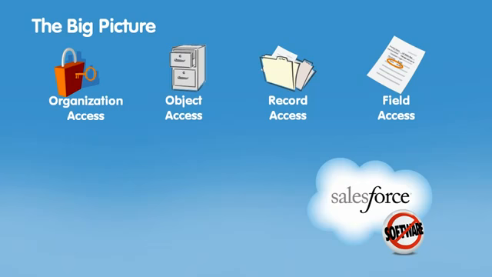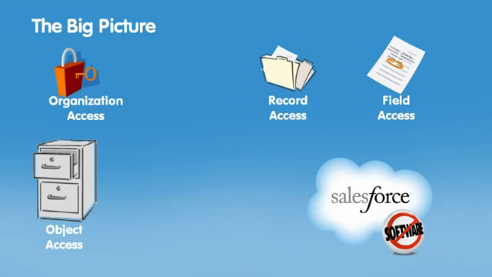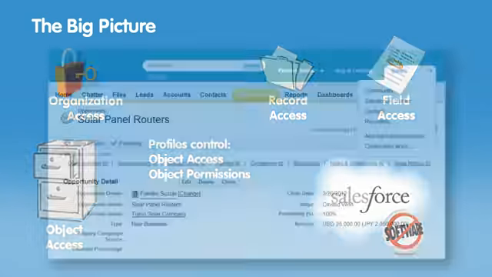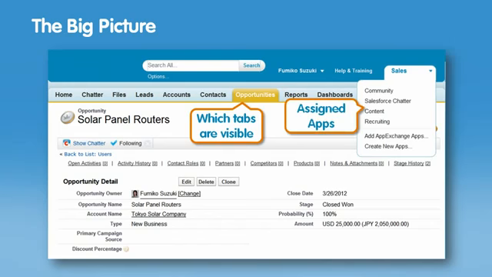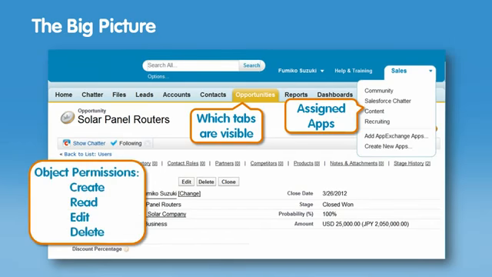Okay, so you've given users access to the organization by setting IP ranges and login hours. Now it's time to talk about access to objects. Profiles determine the objects a user can access and the permissions a user has on an object record. Profiles also control which tabs are visible and which apps are available in the app picker. Profiles also determine object access and what permissions users have to each object: create, read, edit, and delete.